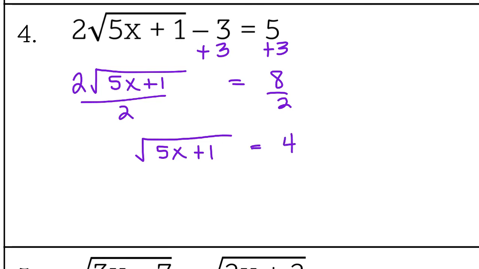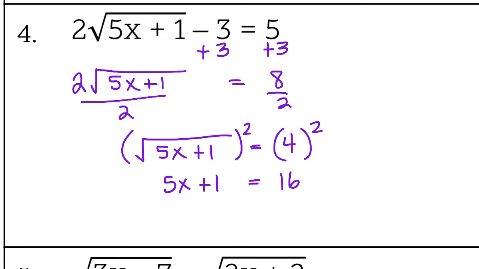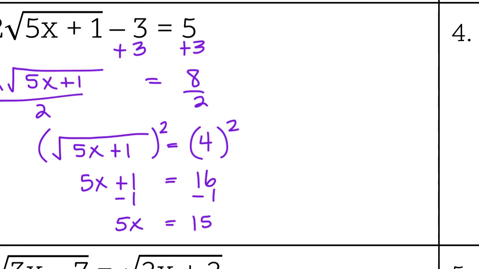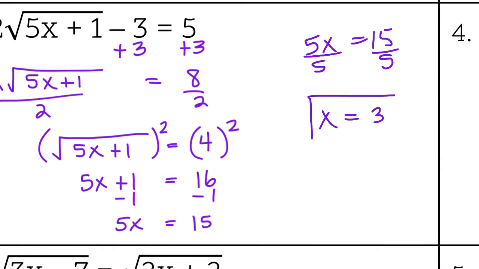Okay, but I want to get rid of that radical. So the opposite of square root is to square, so that's what I'm going to do. But what you do to one side, you have to do to the other side. So that leaves me with 5x plus 1 equals, well, 4 squared is 16. So now it's just a linear equation, and we're going to solve. So subtract 1. 5x equals 15. Sorry, I ran out of space, so I'm going to do this to the side. 5x equals 15. And then the last step is to divide by 5. So x equals 3.